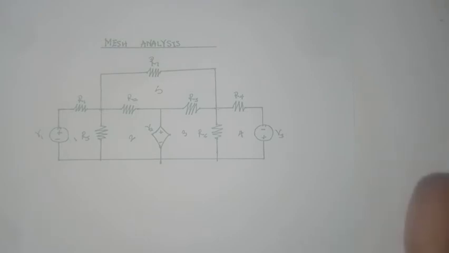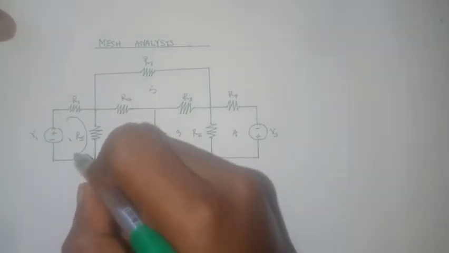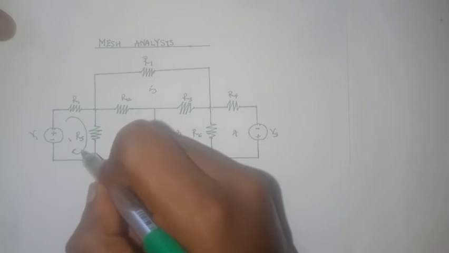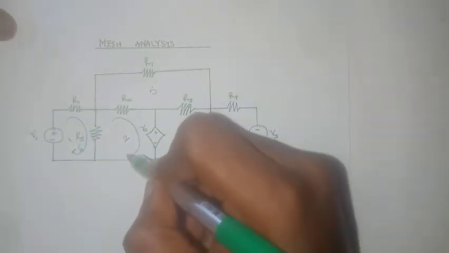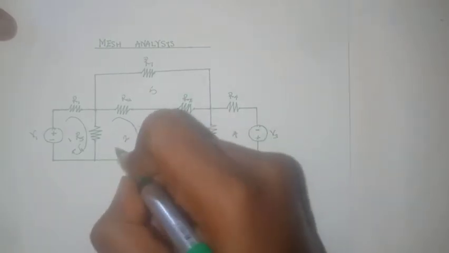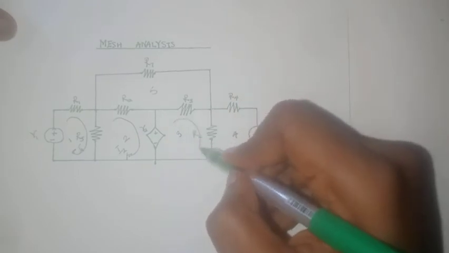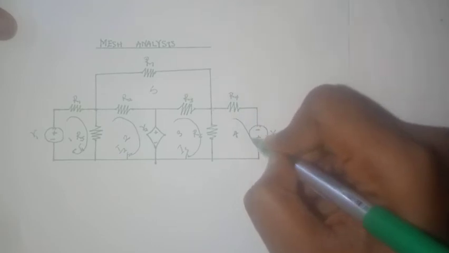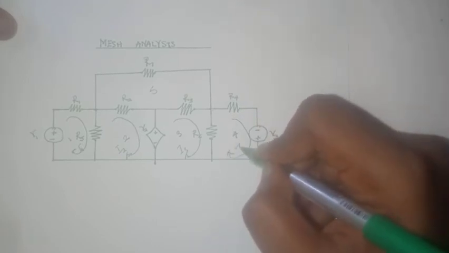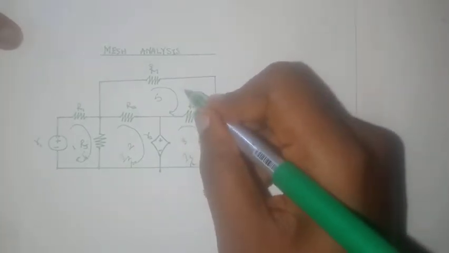The next thing we want to do is assign a current to each mesh. So this mesh 1, let's give it current I1. Let's make all the currents flow clockwise. This one, we call it I2, that's the current of this mesh. We call the current in mesh 3 I3. We call the current in mesh 4 I4. And we call the current in mesh 5 I5.